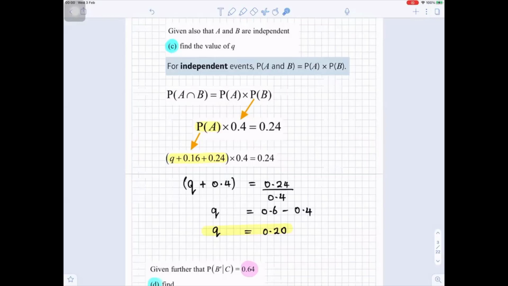So what we want to do, 0.16 plus 0.24 gives you 0.4. And times 0.4 goes to the right, it becomes divided by 0.4. So 0.24 divided by 0.4 gives 0.6. And the plus 0.4 goes to the right, it becomes minus. So 0.6 minus 0.4 gives you 0.20.